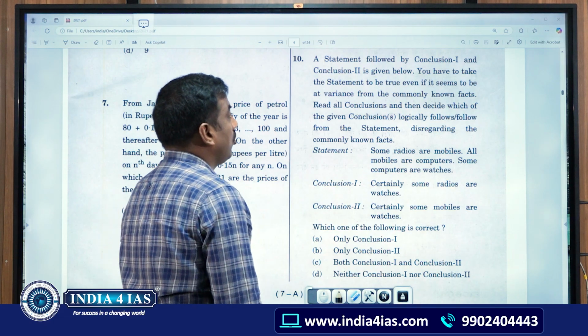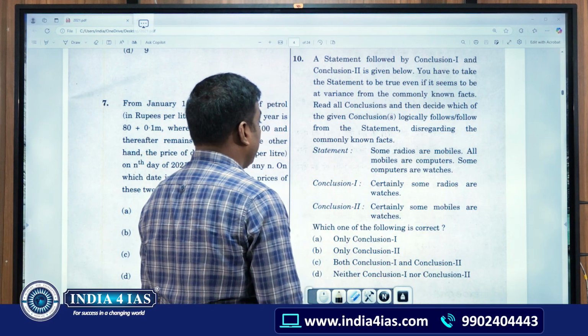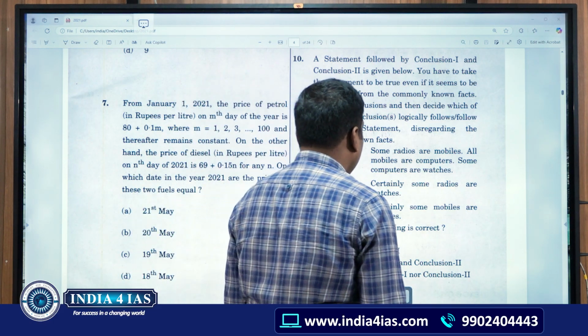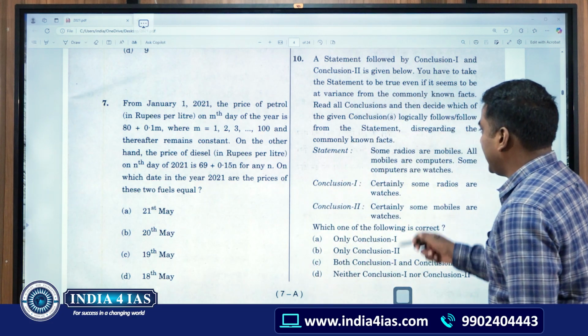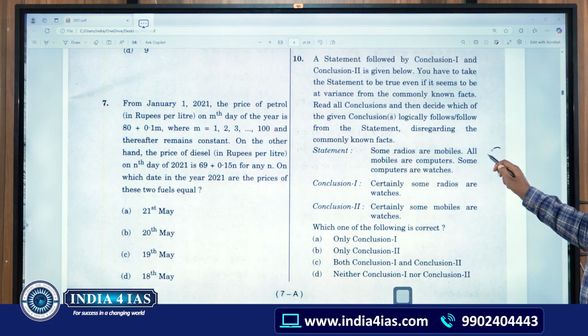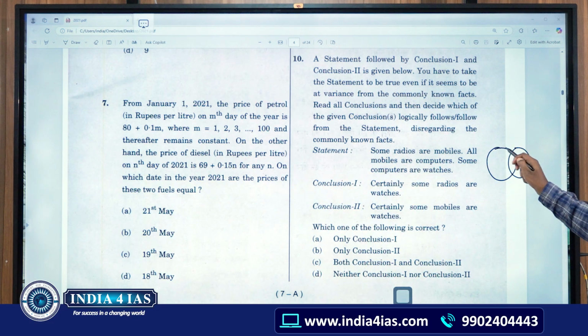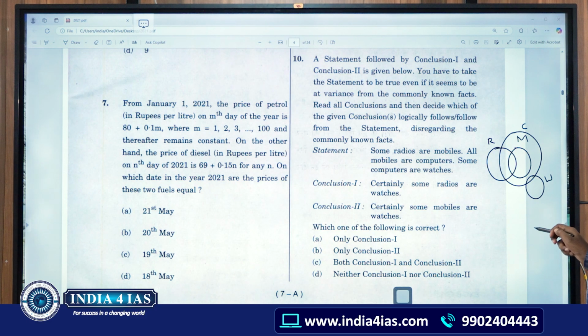A statement followed by conclusion. Okay, this is a kind of syllogisms problem. Statement: Some radios are mobiles. All mobiles are computers. And some computers are watches. So this is the exclusive thing that I can have.